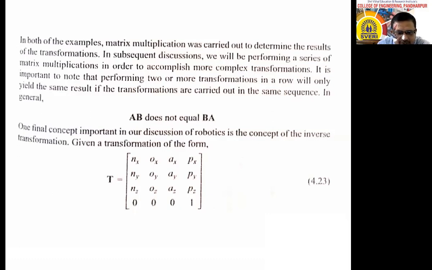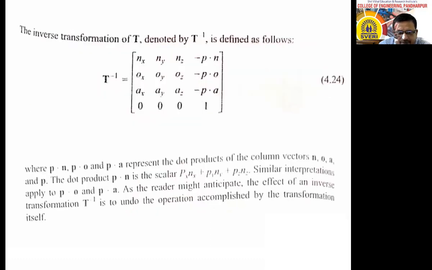One final concept important in our discussion of robotics is the concept of inverse transformation. Given a transformation of the form T is equal to the matrix of nx, ox, ax, px, then ny, oy, ay, py, nz, oz, az, pz, and 0, 0, 0, 1. Equation 4.23. The inverse transformation T, denoted by T inverse, is defined as follows.